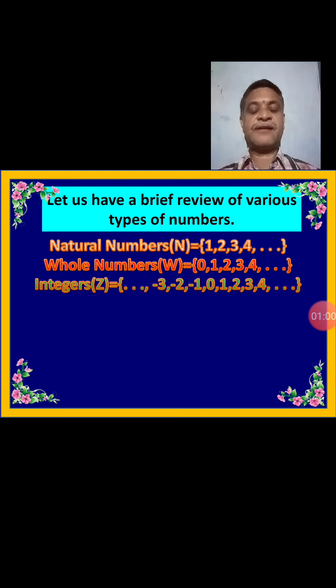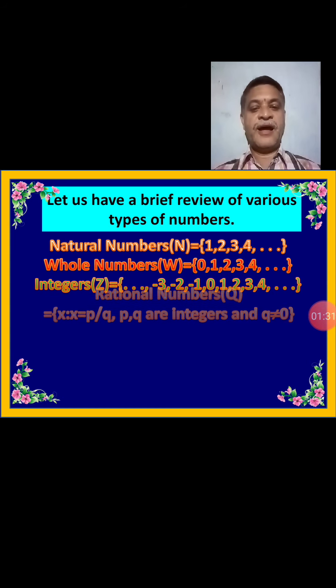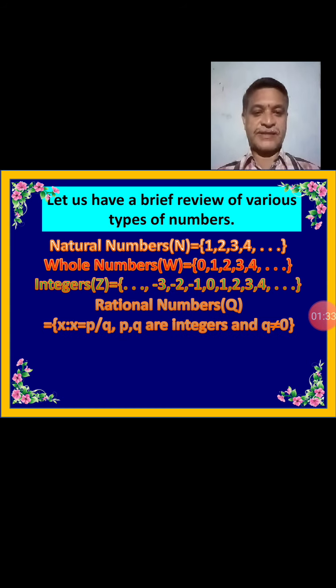And the next set is the set of integers. It has positive numbers, negative numbers and 0. So it is denoted by the letter Z. Why do we denote integers by Z? Because it has another name, Zahlen numbers. Zahlen numbers are denoted by Z. So we represent integers by Z.